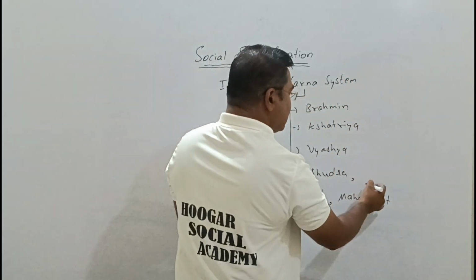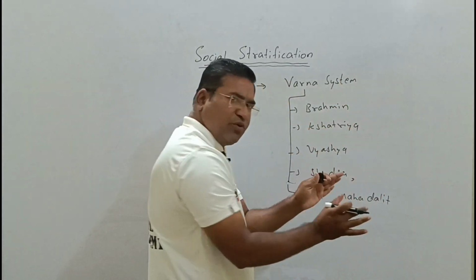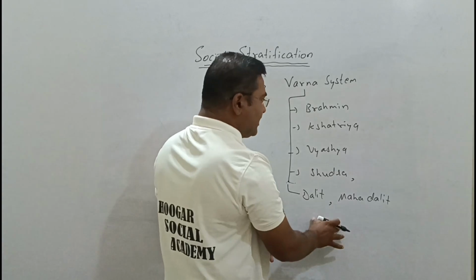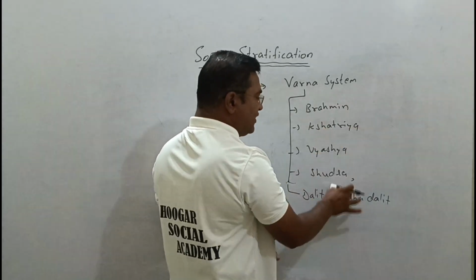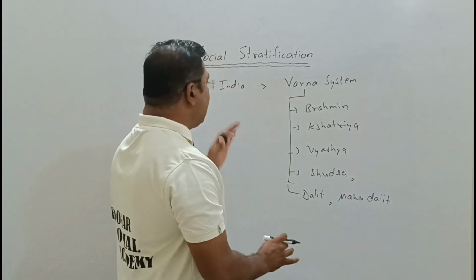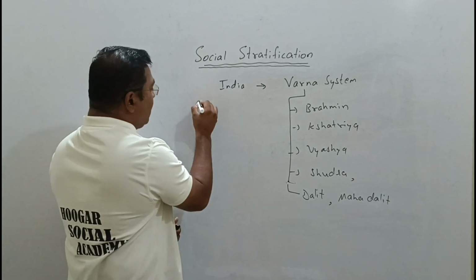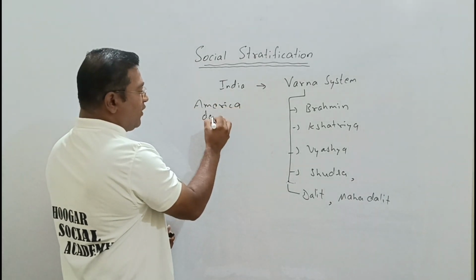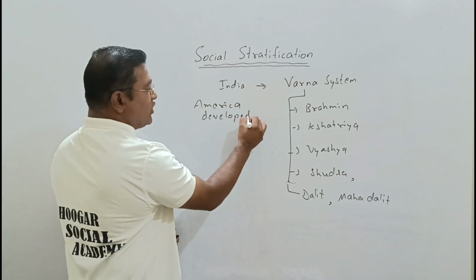On the basis of who are these? These are all human beings themselves, but these human beings are divided into these categories. That is India. Now, when we go to a country like America, we call it a developed nation.